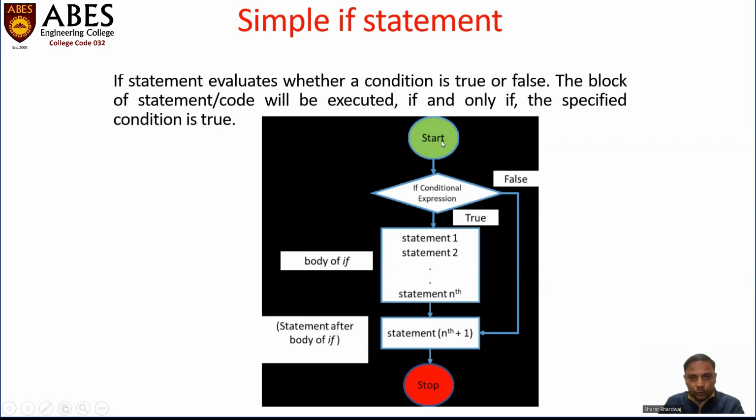As per this flow chart, we start from here. Then if the conditional expression is true, we will execute this part of the program. This is the body of the if statement, statements 1, 2, till the nth statement. If this condition is false, then we will move to the n plus 1th statement, which is the next upcoming statement of the program, and we can stop here.